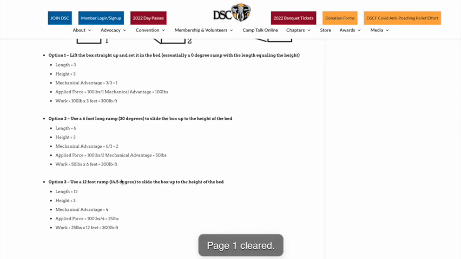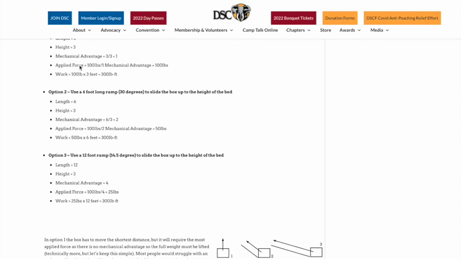As we scroll down, we can see that in the first case you have to apply 100 pounds of force, here you have to apply 50 pounds of force, and here you have to apply 25 pounds of force. But here you only have to move the box 3 feet, here you have to move it 6 feet, and here you have to move it 12. You accomplish the exact same amount of work in all three cases, but you use less force in option 3 with the long ramp than the force required in option 1.